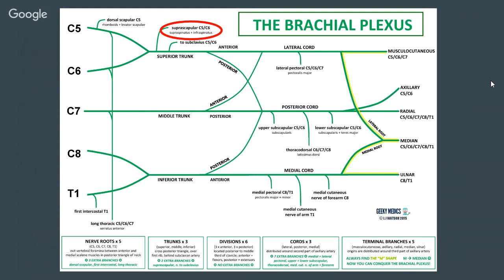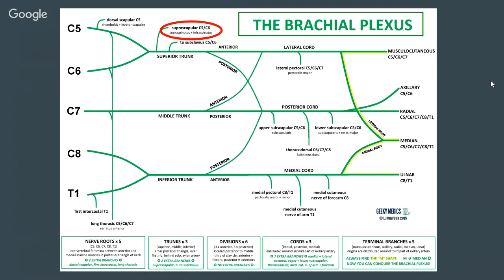But pretty much here's a really good diagram for the brachial plexus. It's got literally every single piece of information you're gonna need. And as you can see, I've just circled in red the suprascapular nerve, which has a root C5 and C6, and it's pretty much coming off your superior trunk. Easy. So just try and memorize as much of that as you can.